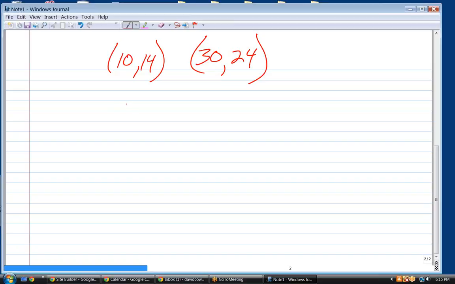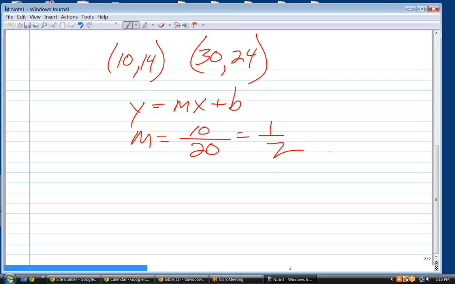Okay, so you do y equals mx plus b, and then to find the slope, you do the rise over run, which is the change in y over the change in x. So the change in y is 10, and the change in x is 20. So that'd be 10 over 20, which is equal to 1/2. And then that would be the mx, so y equals 1/2 x. And then you still have to solve for b.